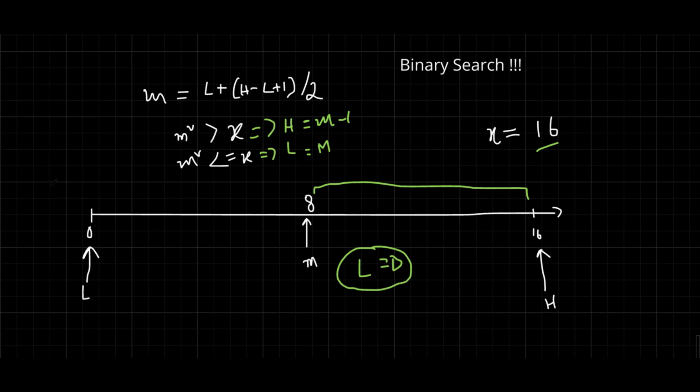Now, the overall time complexity of this algorithm is big O of log n, because we are applying binary search, and the overall space complexity of this problem is big O of 1, because we are using only constant extra space to solve this problem. I hope you understood the algorithm. Now let's move on to the code.